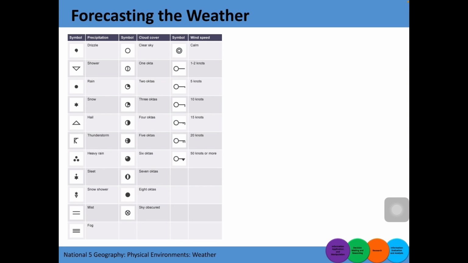Now, if the sky is obscured, you will have an X in the circle. This relates to potentially something blocking the instrument that is measuring cloud cover.